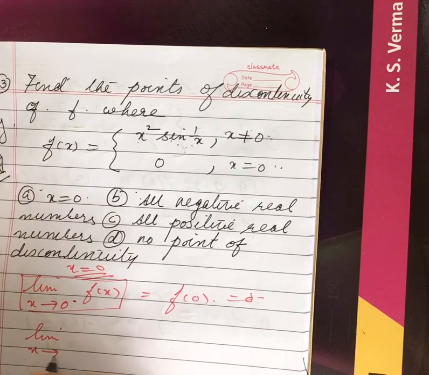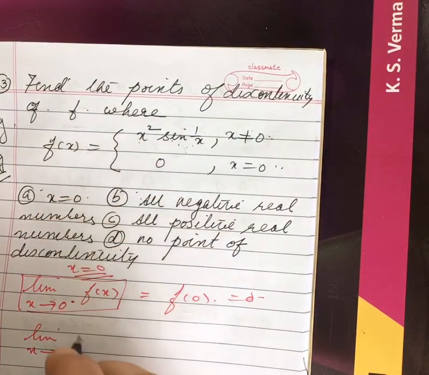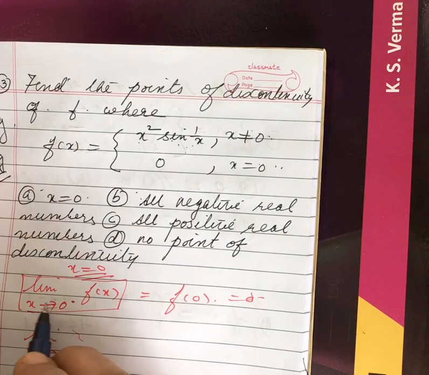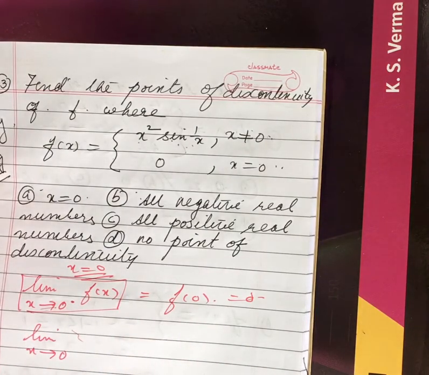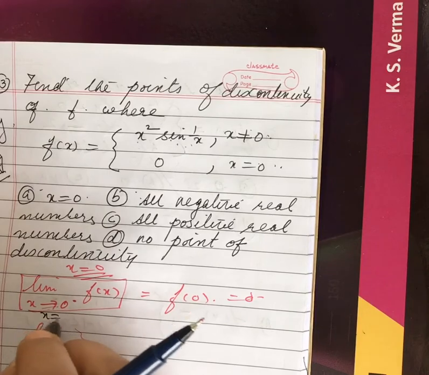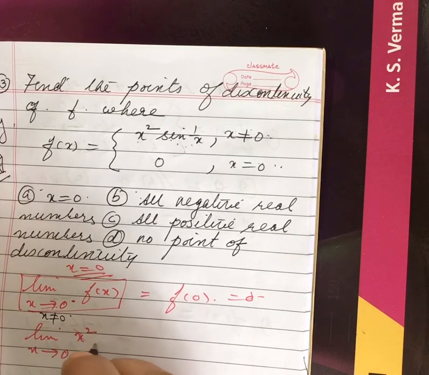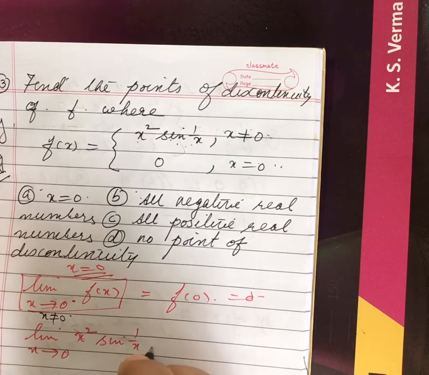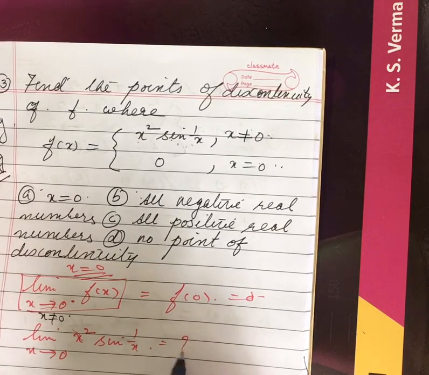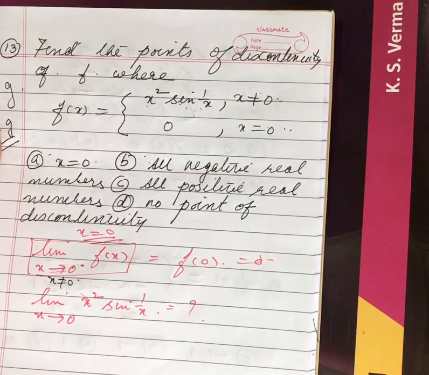Limit x tends to 0, f of x will be this, because x tends to 0 means x is not equal to 0. When x is not equal to 0, what is f of x? It is x square into sin 1 by x. Now how to find its limit? You have to apply the Sandwich Theorem.